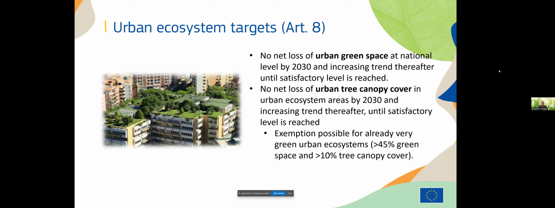This satisfactory level has not yet been agreed, what it is or how it's measured or monitored. Well, monitored is easy. You can do it from space with satellite data, but deciding what a satisfactory level is has not yet been agreed. That's going to happen between now and the end of 2028.